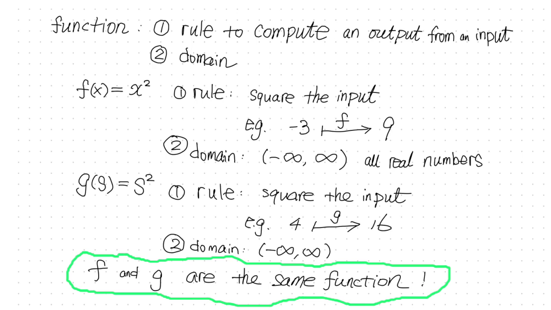So functions f and g, with different function names and different names for their input variables, have the same rule and the same domain. So in conclusion, f and g are the same function.